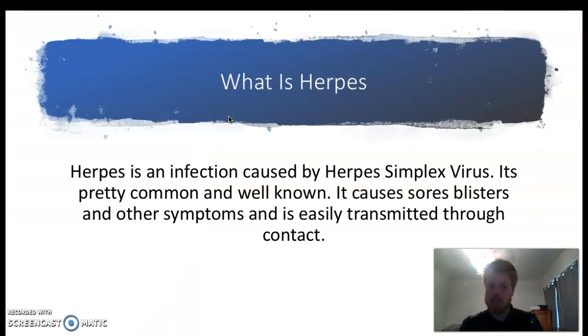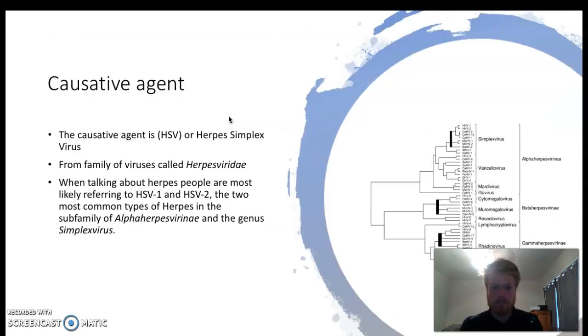So what is herpes? Herpes is an infection caused by the herpes simplex virus. It's pretty common and well known. It causes sores, blisters, and other symptoms, and is easily transmitted through contact. I think we've all heard of what herpes is. We've all heard people talk about fever blisters or cold sores, stuff like that. That's more than likely all herpes. We all know what it looks like. So let's get started with some more of the specifics.